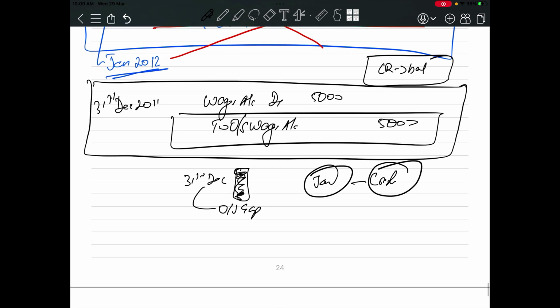Now see what will happen on the next day, 1st January. The payment for December will be done in January, right? So what will be our journal entry?